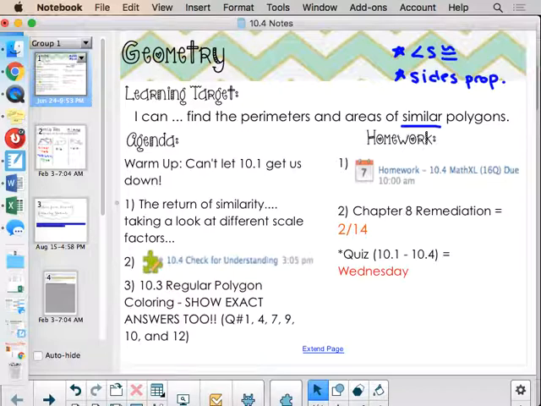This lesson does not take that long. We'll take care of our 10.4 check at the end, and then I'm going to get you practicing some content from last Friday with a coloring activity. However, you're not going to get to color yet today because you only know how to solve half the problems. The other half of the problems I'll teach you how to solve on Thursday. Math Excel tonight, due tomorrow. Chapter 8 remediation if you owe it to me, and we're quizzing Wednesday.